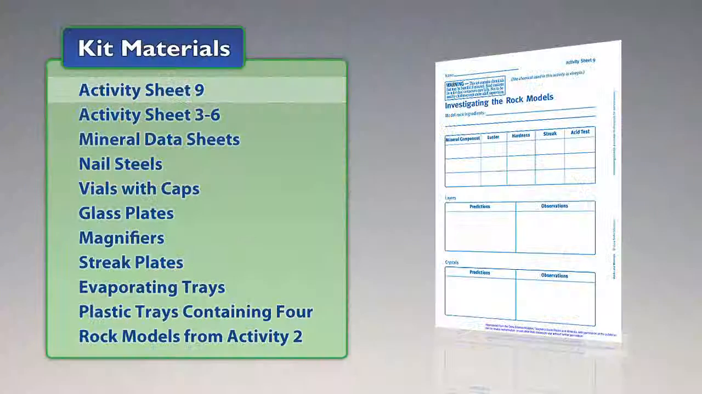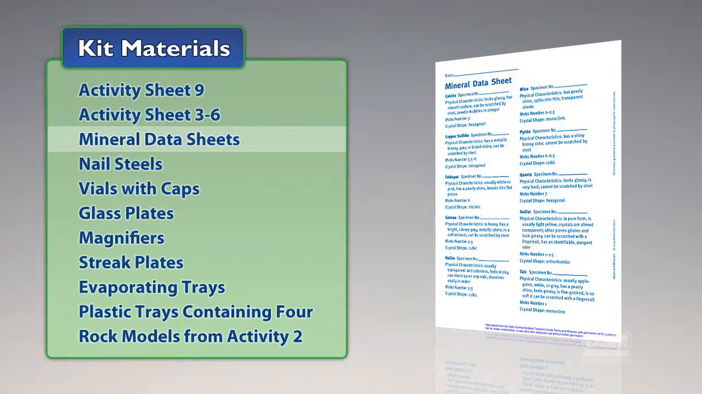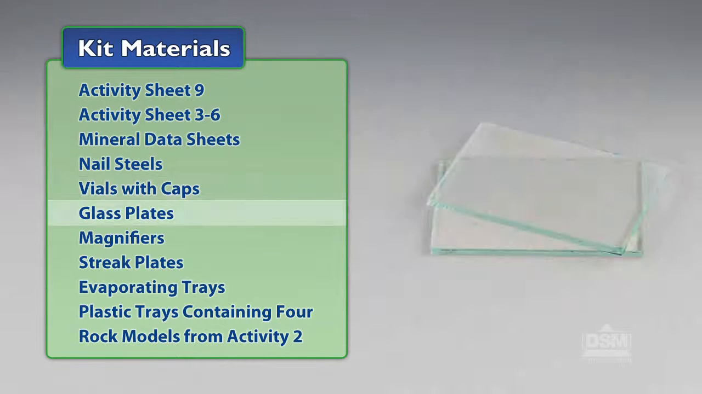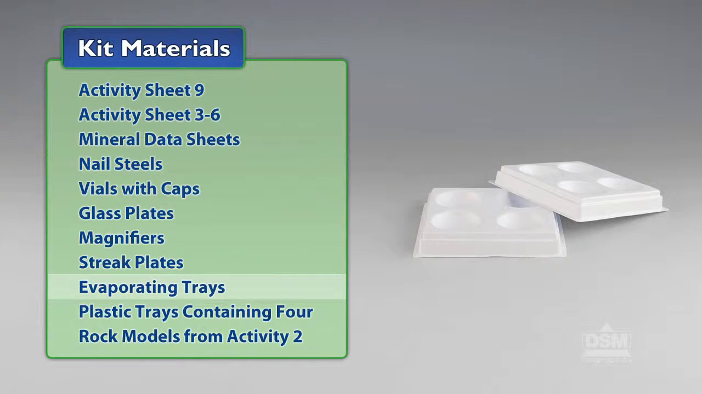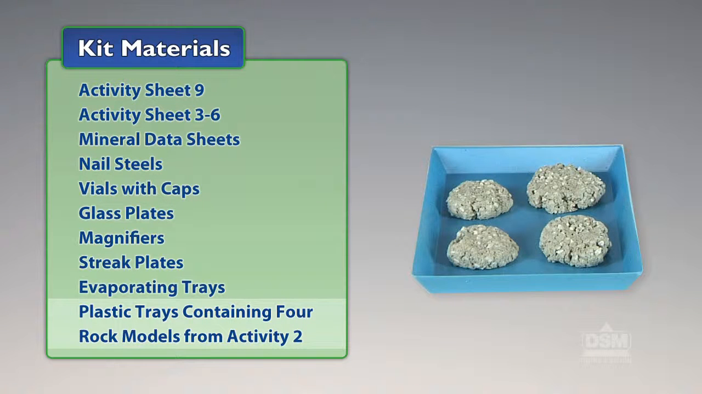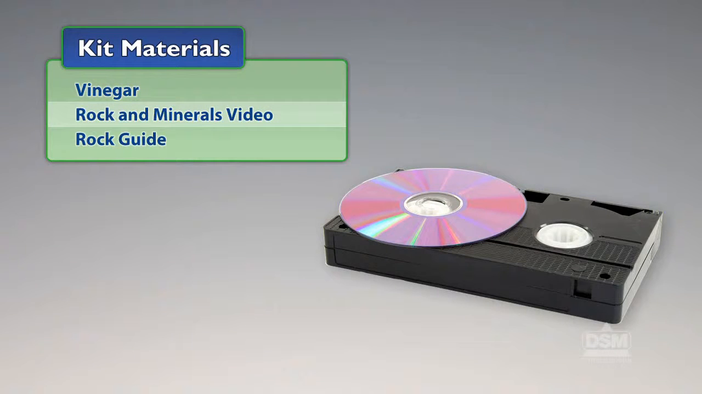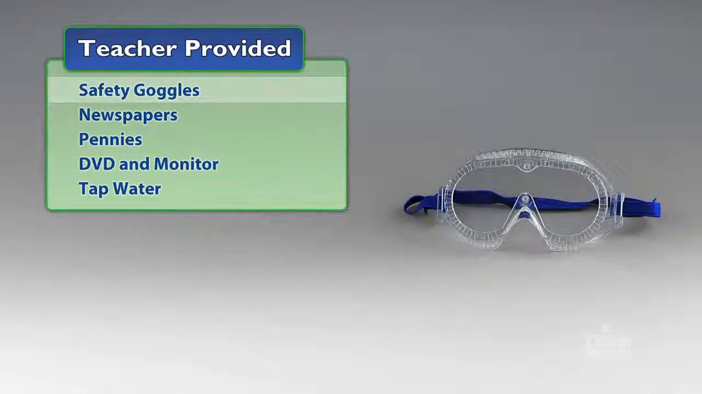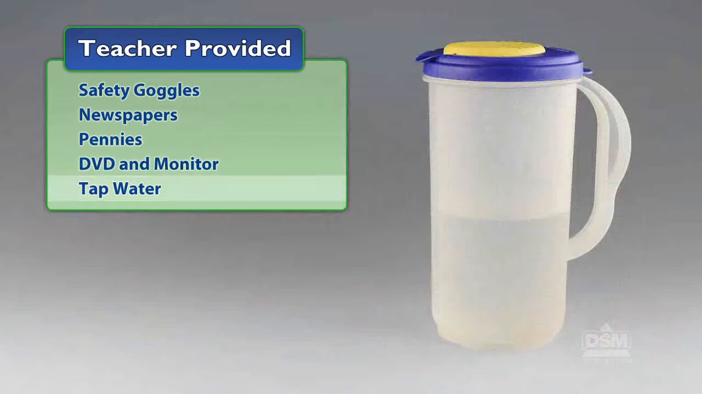You will need the following materials from the kit: Activity Sheet 9, Activity Sheets 3 through 6, Mineral Data Sheets, Steel Nails, Vials with Caps, Glass Plates, Magnifiers, Streak Plates, Evaporating Trays, Plastic Trays containing 4 rock models from Activity 2, Vinegar, Rock and Minerals Video, and the Rock Guide. You will also need to provide safety goggles, newspapers, pennies, DVD and monitor, and tap water.